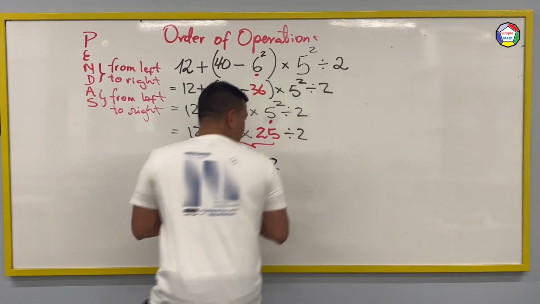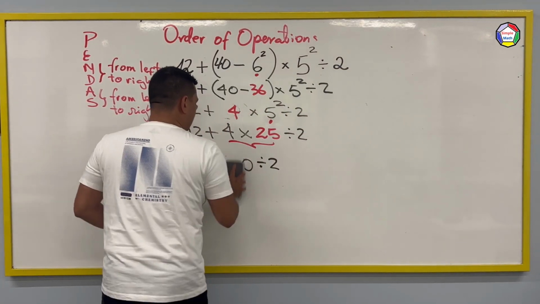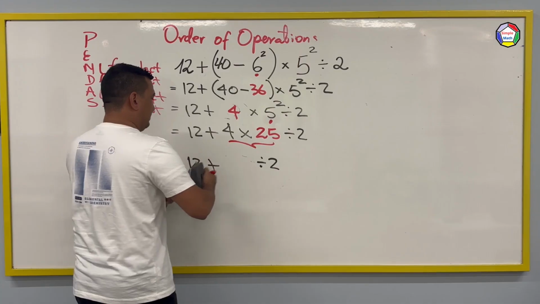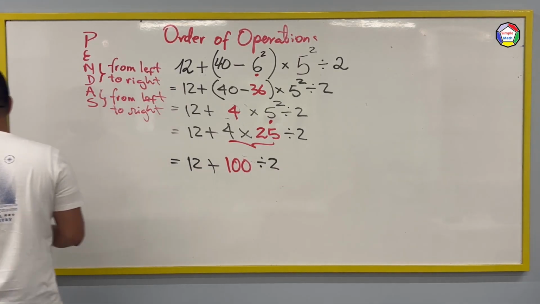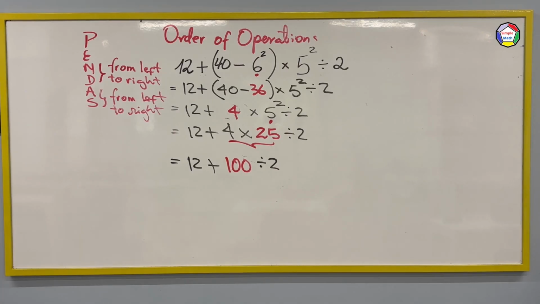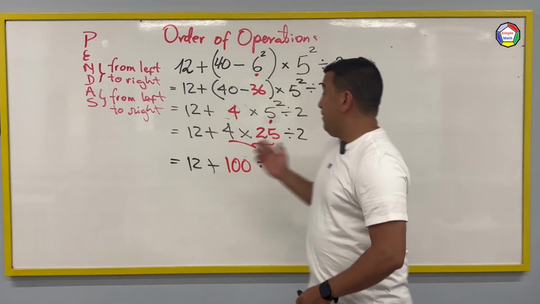Oh, I'm sorry. I forgot to write the 100 in red, which is the solution. This is not mandatory. I'm just changing the color because I want you to stay focused on the exercise. And that's it.